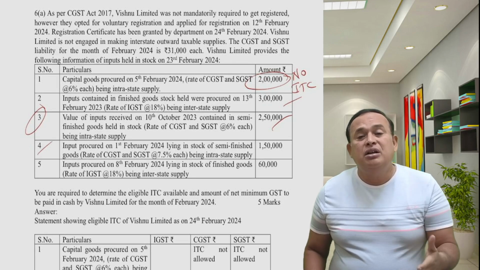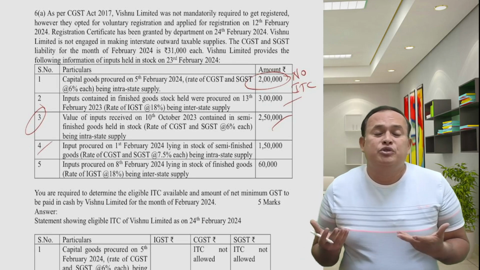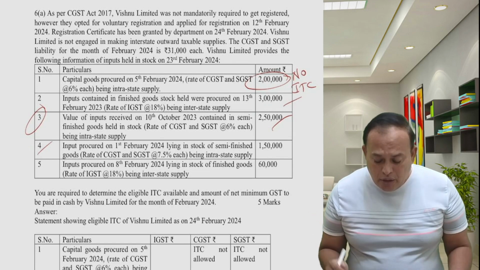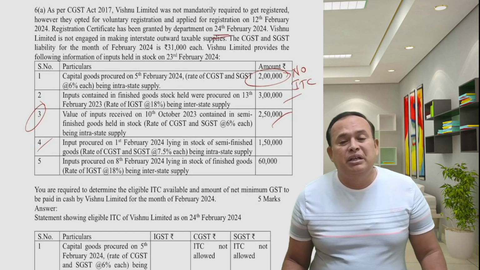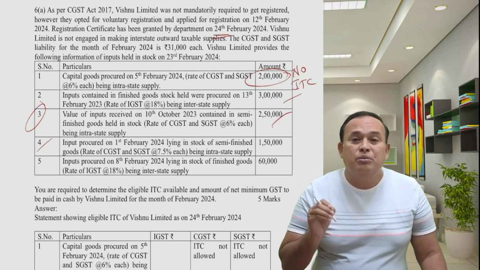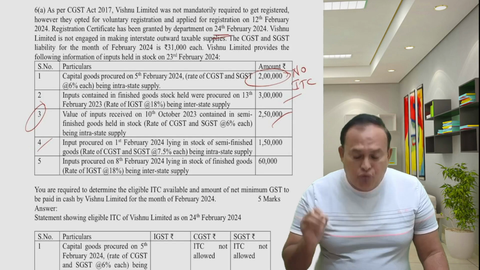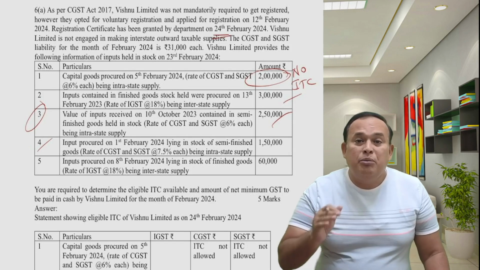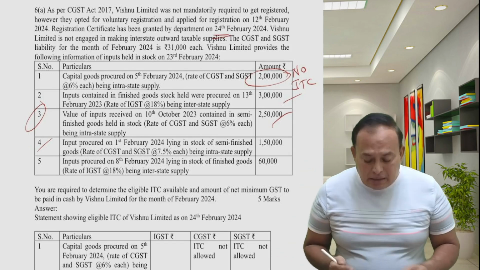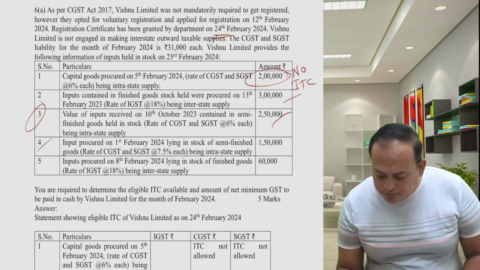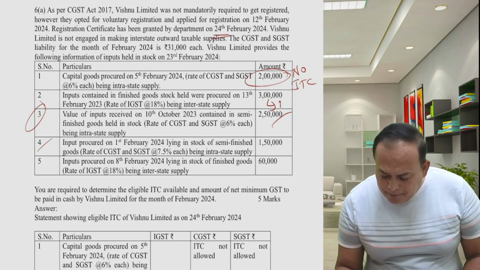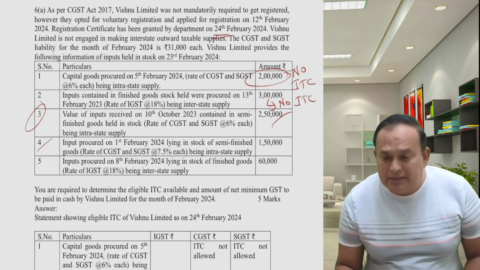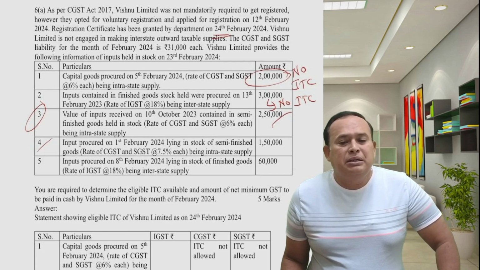One year ends on 12th February 2024, but my effective date of registration is 24th of February. That means as on 23rd February 2024, it should not be more than one year. It is more than one year. As a result, here also in the given case, no ITC. ITC not allowed.